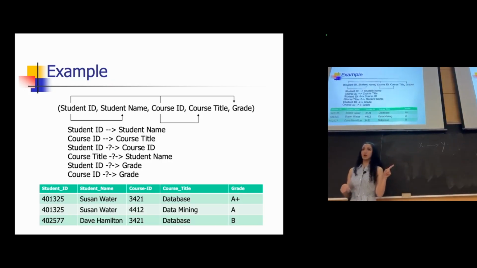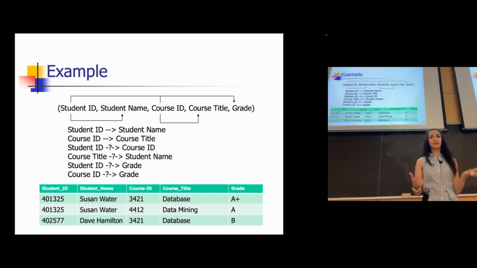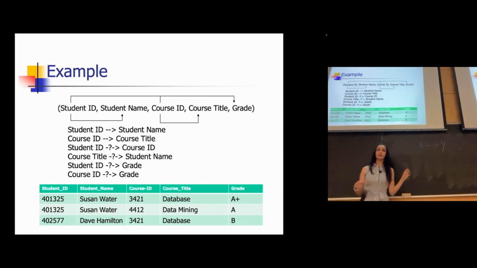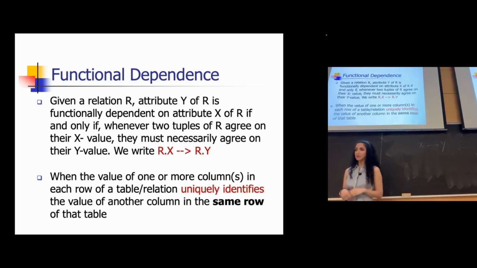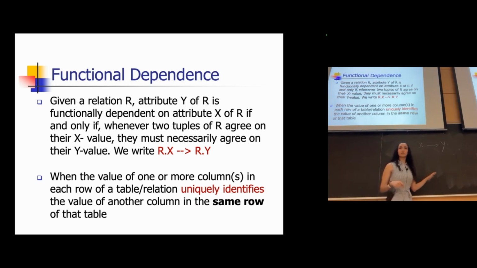So here we have a student ID, a student name, course ID, course title, and grade. I can say a student name is functionally dependent on a student ID. Is that correct? What do I mean by that? I mean a student ID can uniquely identify a student name. That means for each student ID, we only have one student name, right? We cannot have two. So go back to the previous slide and read it again. When the value of one or more columns in each row of a table uniquely identifies the value of another column, that is, for example, each value in a student ID can uniquely identify each value in a student name. Because each student ID is unique, right? It's specifically for one student.